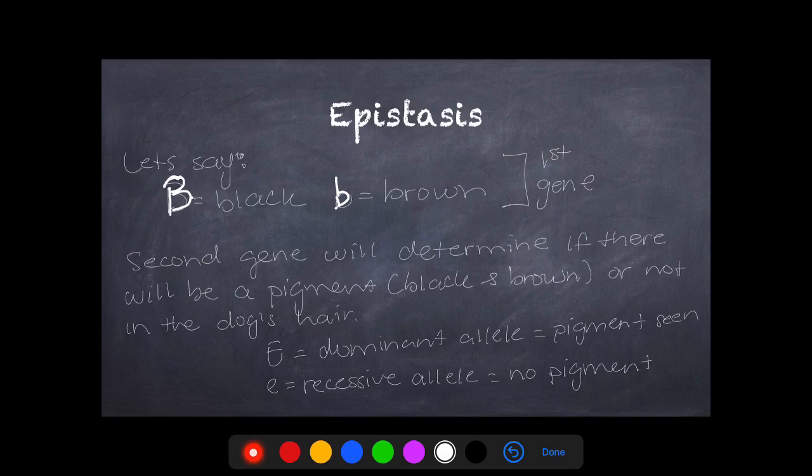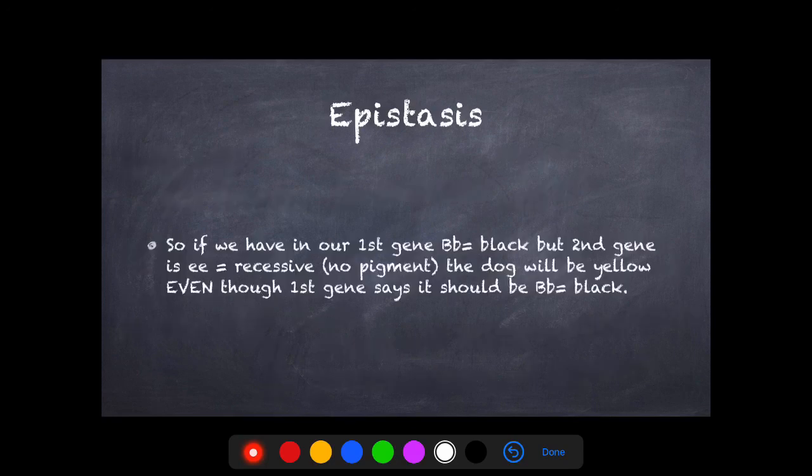If I have little e on the second locus, it doesn't matter what color is on my first gene. If I have little e, I'm not going to have any pigment shown, and that puppy is going to look golden, okay? So for example, if I say that in our first gene, I have big B, little b, that means it's going to be black. But my second gene shows little e, which is recessive, that means there's no pigment. The dog will be yellow, even though the first gene says it should be black, okay?